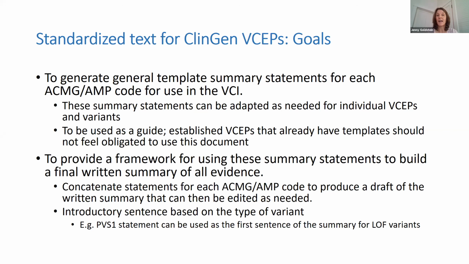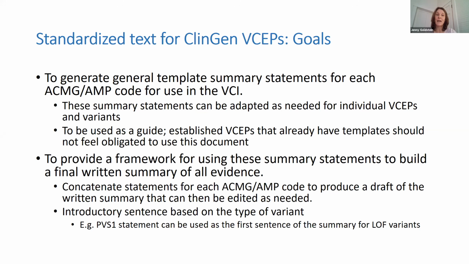And so basically, the goal was to be able to concatenate or put together all of the different summary statements that were used for met or unmet codes, and then to produce a draft of the written summary that could then be edited as needed for clarity and flow. So within this framework, what we tried to do was also to provide an introductory sentence based on the type of variant, and I'll talk about that a little bit more.